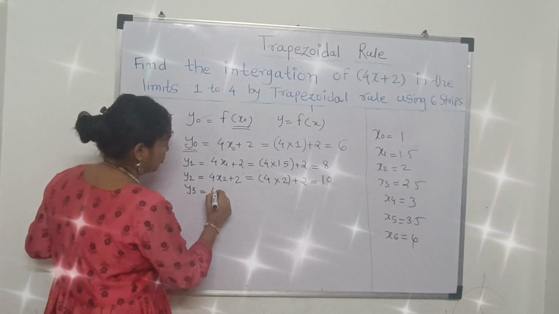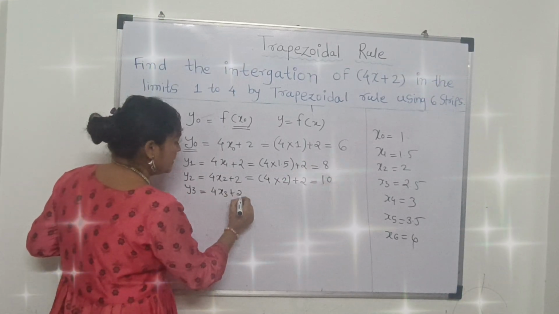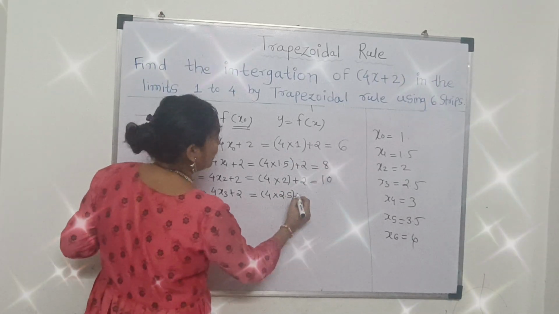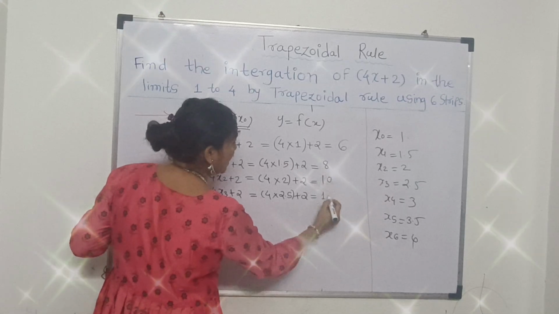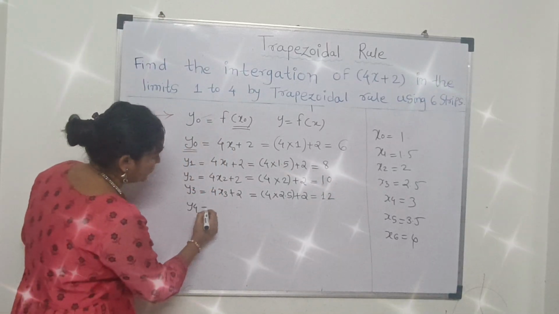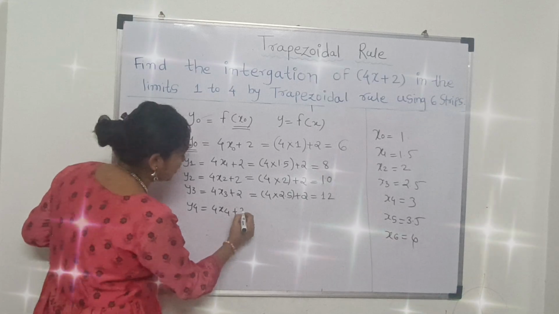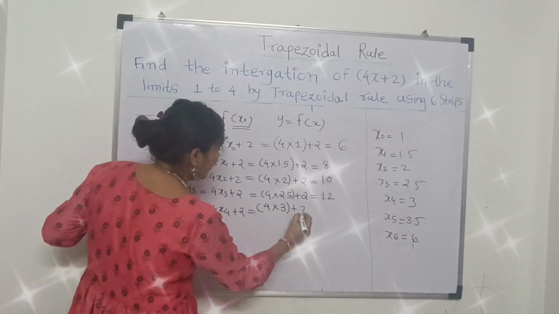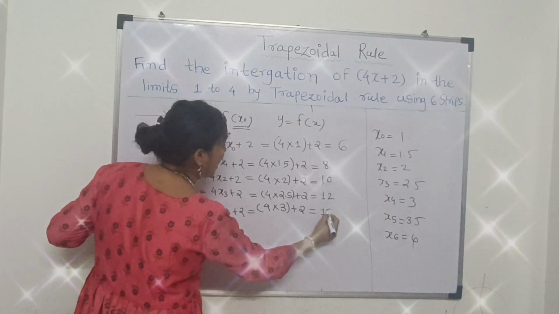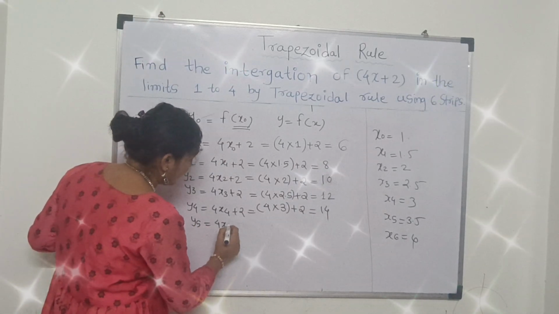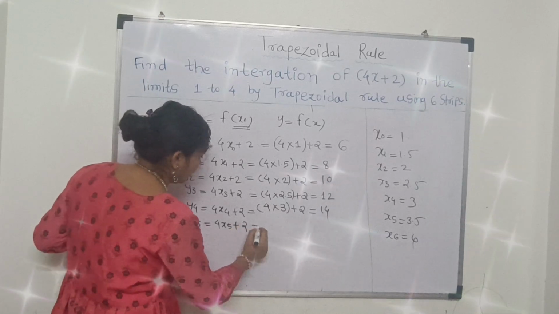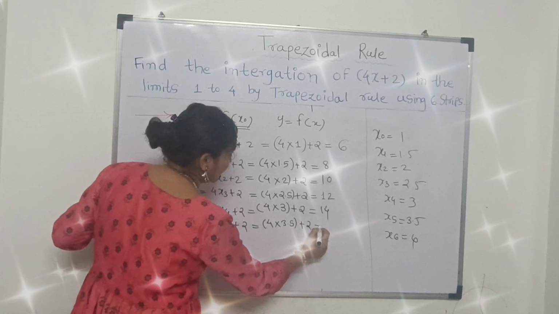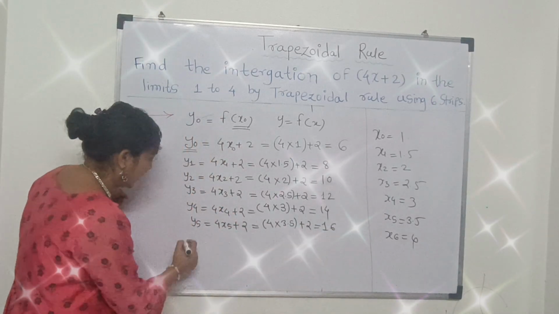y3 is equal to 4x3 plus 2, which is 4 multiplied by x3, 2.5, plus 2. So it becomes 12. y4 is equal to 4x4 plus 2, which is 4 multiplied by 3 plus 2, so 14. y5 is equal to 4x5 plus 2, so it becomes 4 multiplied by 3.5 plus 2. So it becomes 16.